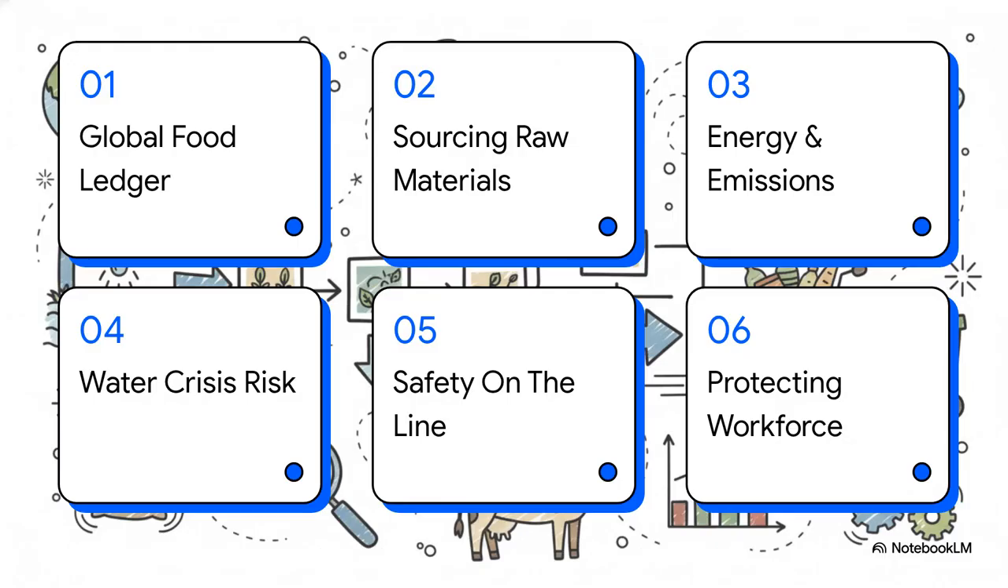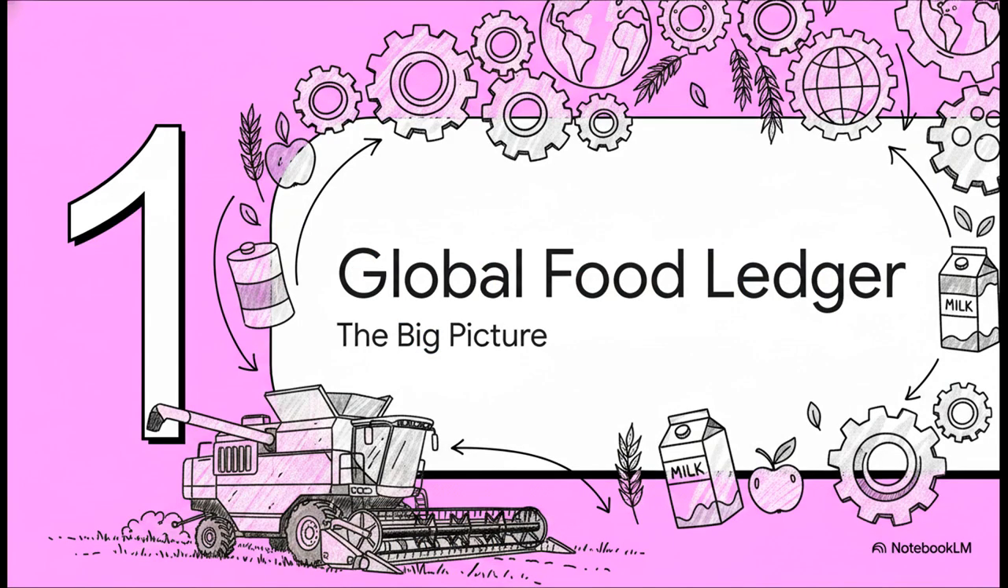To really wrap our heads around this, we'll take a quick journey down the supply chain. We'll start with the global food ledger, move into sourcing raw materials, look at processing emissions, the water crisis, and wrap up with food safety and protecting the workforce. All right, Section 1, the global food ledger.